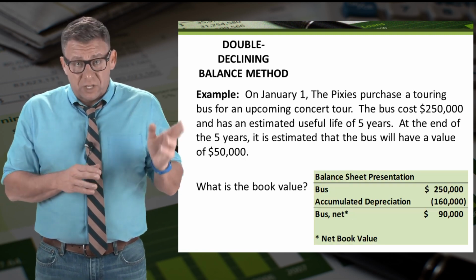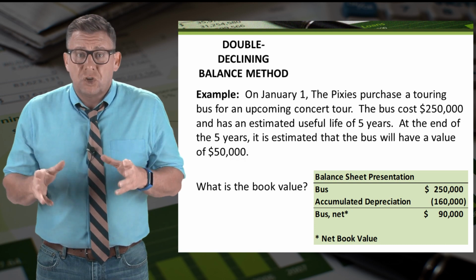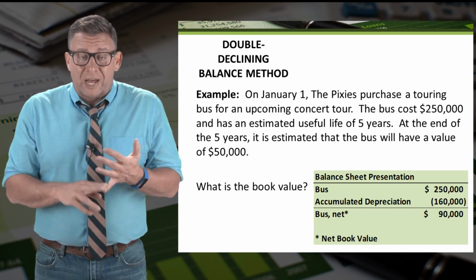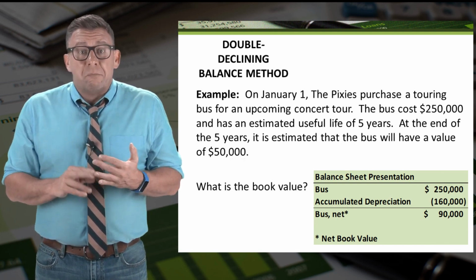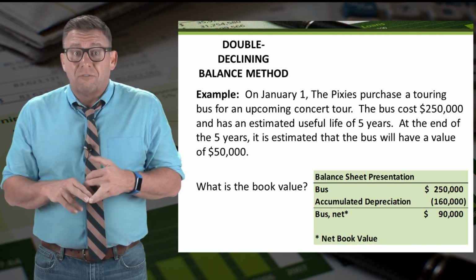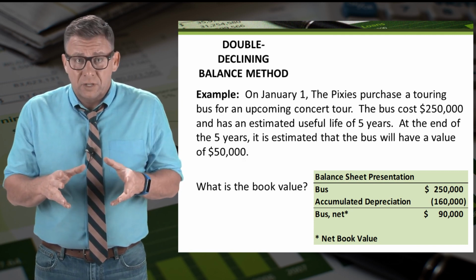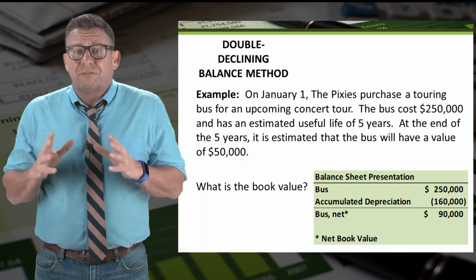The book value is the cost of the asset minus its accumulated depreciation. So cost of $250,000 minus accumulated depreciation of $160,000 gives us a net book value of $90,000.